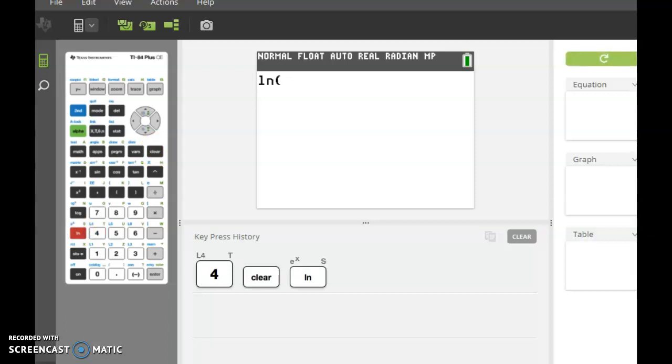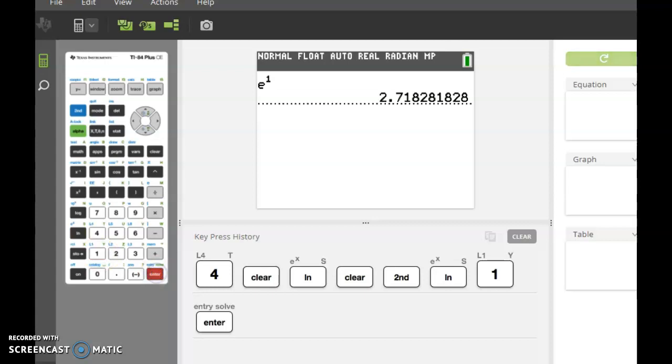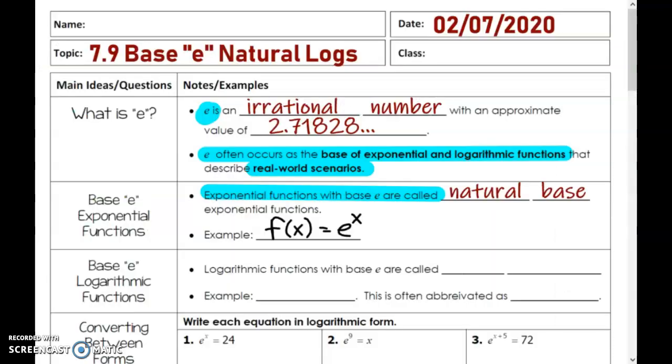We're going to see this. Now above the LN or natural log button is blue. So if we hit second and natural log, we see E come up. If we set it to the 1 power, E to the first power, we're going to get that 2.718 number. So that's on our calculator already. All right, so our base E exponential function is f of x equals e to the x.